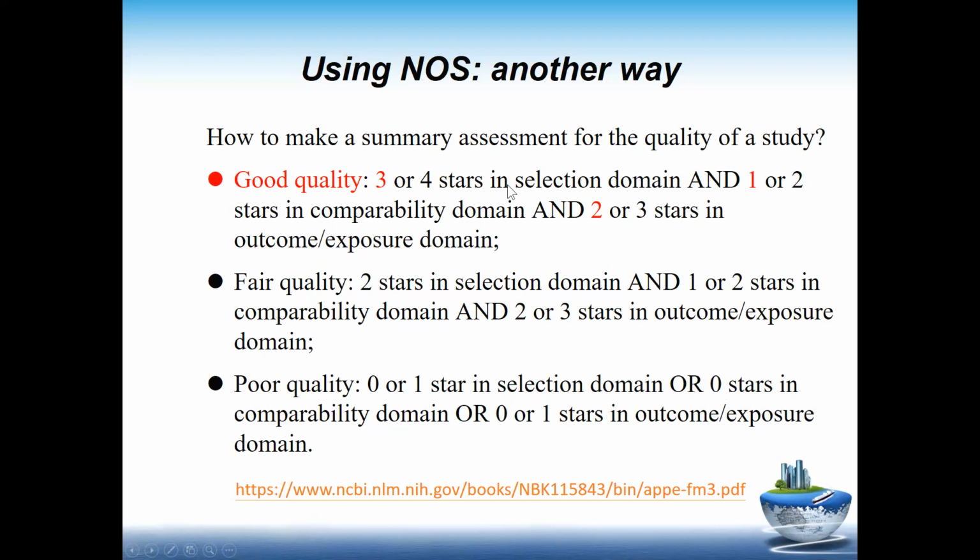And then ideally, you should get full marks for each domain, and that will be a good quality study, right? Otherwise, even if you got full marks for the selection domain and full marks for the exposure domain, you got 7 marks, still it could be a low quality study. So this is the rule proposed by the AHRQ, which I think is slightly better than the previous version.